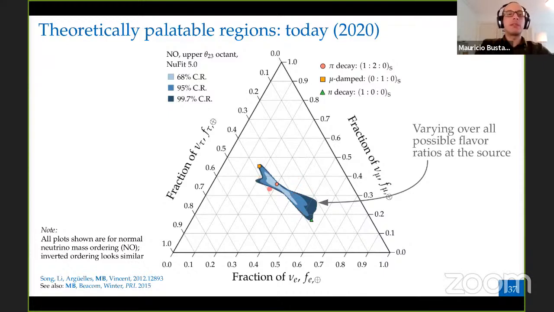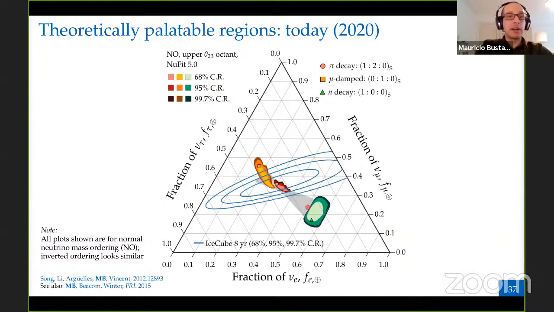And that's the region of what we call the theoretically palatable region, or the region where the flavor ratios should lie at Earth if the oscillations behave in the standard way, accounting for our lack of knowledge of the production of neutrinos, which translates into our lack of knowledge in the flavor ratios of production, and accounting for the errors in the mixing parameters. So that should be compared to our ability to actually measure flavor, which is exemplified by these contours over here, which are the current sensitivity that IceCube can reach to measure neutrino flavors. And you see that they are actually comparable, the size of the sensitivity regions to the size of the expected regions from our models.